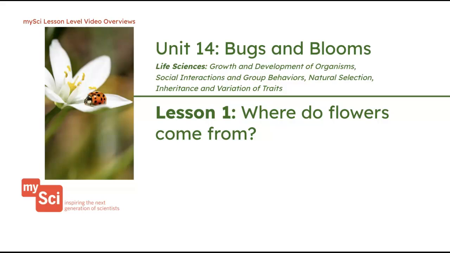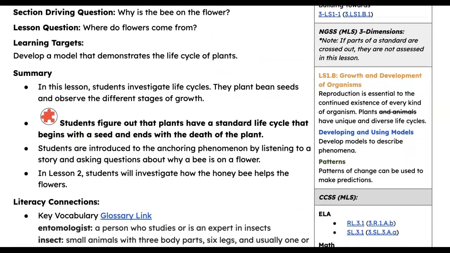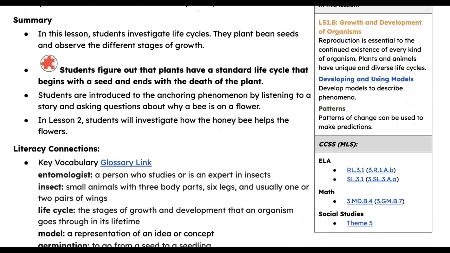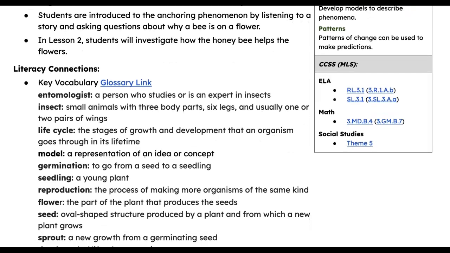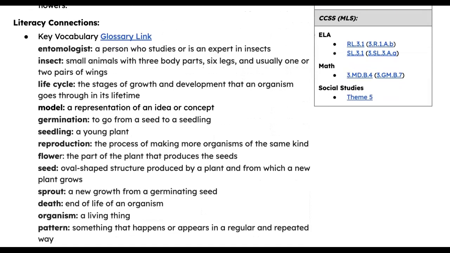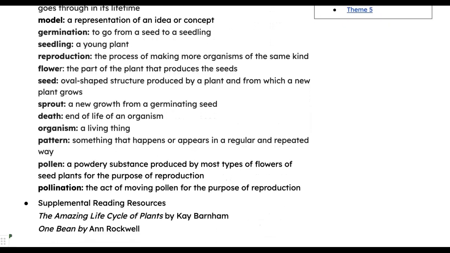Students figure out that plants have a standard life cycle that begins with a seed and ends with the death of a plant. Students are introduced to the anchoring phenomenon by listening to a story and asking questions about why a bee is on a flower. There are several opportunities for ELA, math, and social studies cross-curricular connections throughout the lesson. You can look for specific standard connections in the Unit 14 Teacher Guide. This lesson will take approximately 4 days to complete.